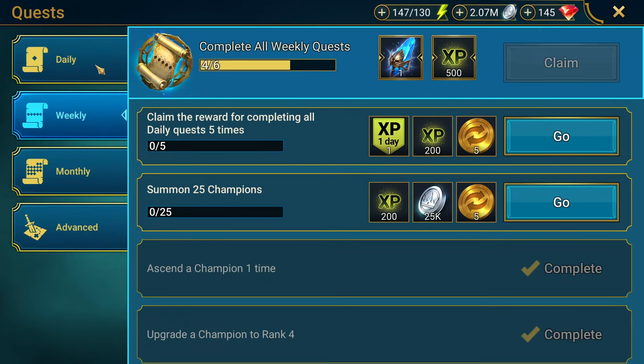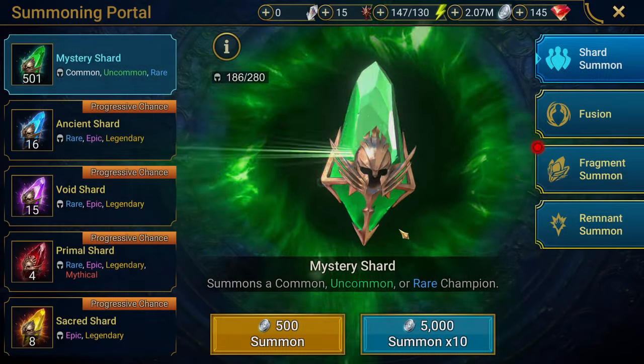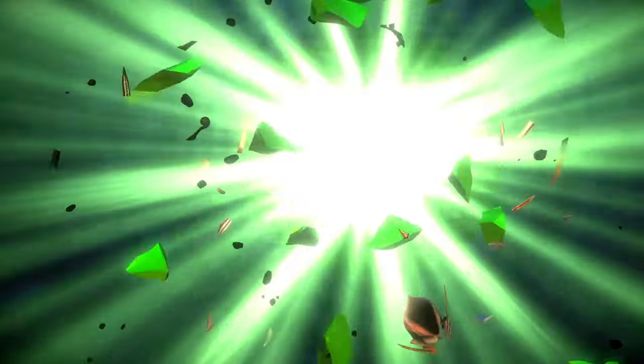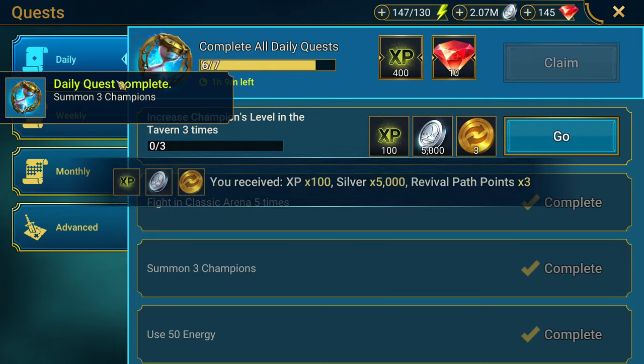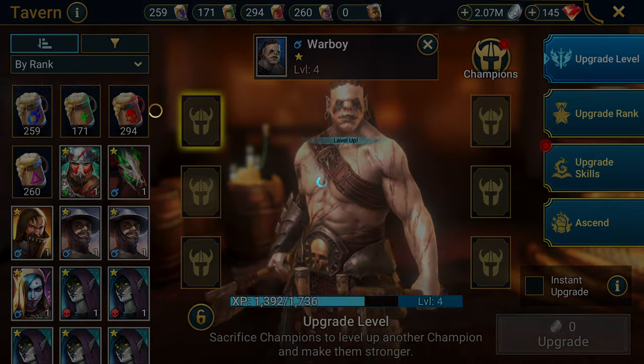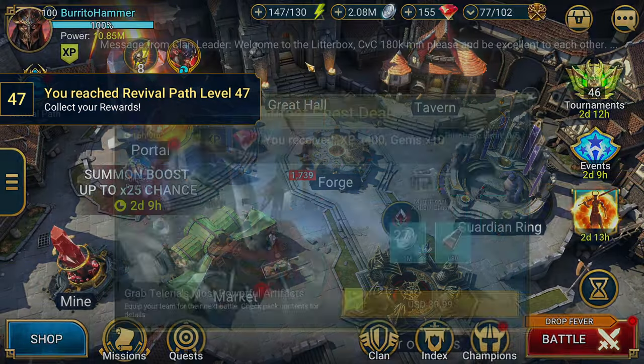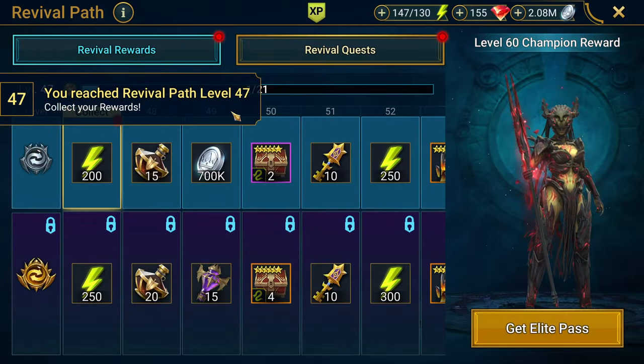If you haven't logged in for a while or you came back to Raid, this is what that is. You know, you summon three champions, for an example, you finish that quest, knock that out, boom, you get your three here. You level up a champion. One, two, three, boom. Now you got another 3 points, and it all stacks into here. Look at that, we reached level 47. We get some energy.